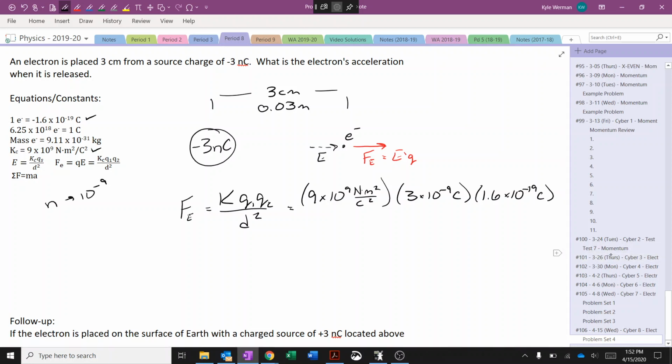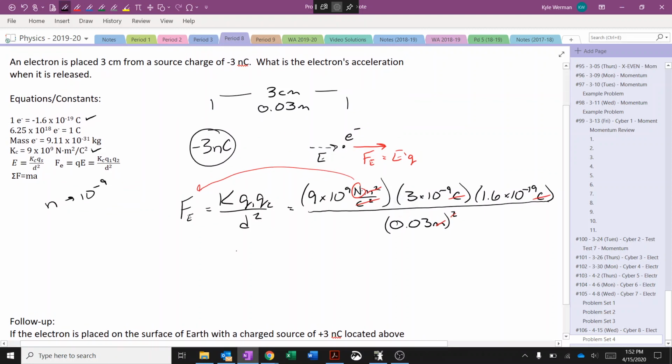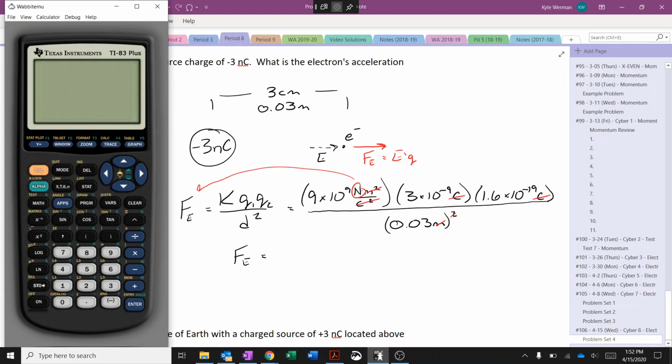So I'm in coulombs for all my charges, and notice that'll cancel with the coulomb squared of that K value. And I want to put it all over 0.03 meters, and that thing is squared. So when you look at the units, I have coulomb squared canceling with the two coulombs. Again, that's why it's important to get out of nanocoulombs, so it cancels effectively. I have meters squared canceling with meters squared, and so my units give me newtons, which is what a force should be. And so now it's just a matter of calculating what the force is in my calculator.